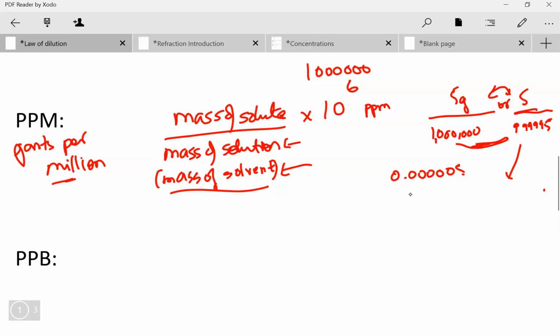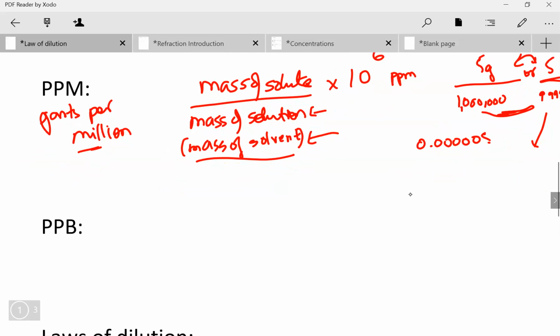Depending on which way, it might be easier to do one or the other, actually. So whichever way is easier, use that.